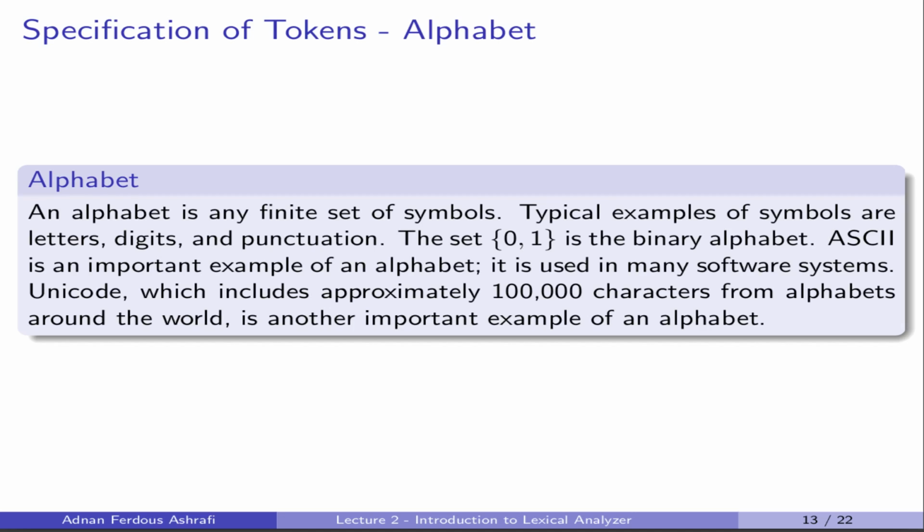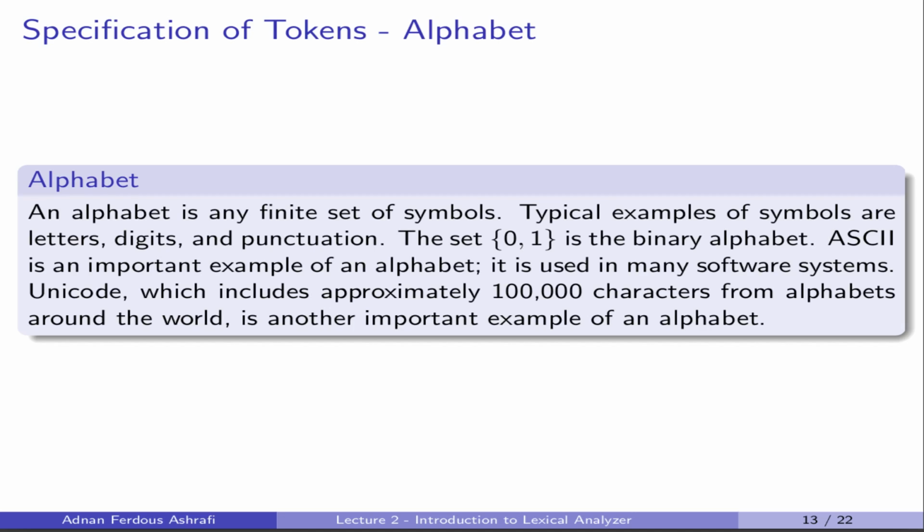So the first thing you need to define a token or specify a token is called an alphabet. So an alphabet is any finite set of symbols. So typical examples of symbols are letters, digits, and punctuation. So for example, the English alphabet. So there are characters from A to Z, okay? So this is the alphabet. তার মানে হচ্ছে any word, any keyword, any token that can be created will only consist of valid characters from my alphabet, okay? So alphabet-এর বাইরে কোনো ক্যারেক্টার দিয়ে একটা টোকেন তৈরি হতে পারে না। Alright.